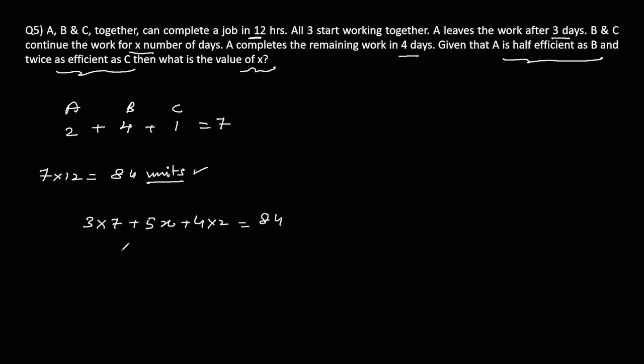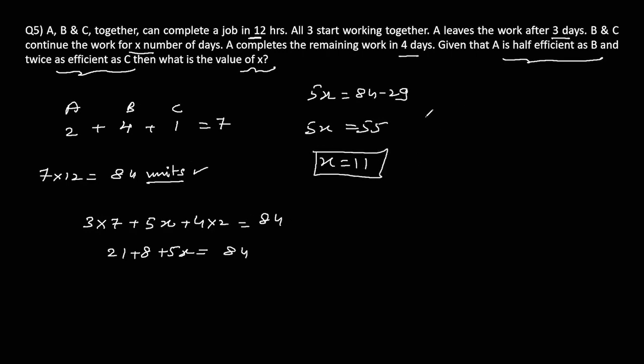We have to simply get down to the value of X, which is not difficult. 21 plus 8 plus 5x should be equal to 84. That makes 5x equal to 84 minus 29, which is nothing but 55. So 5x is equal to 55. X should be nothing but 11. So that will be your answer.